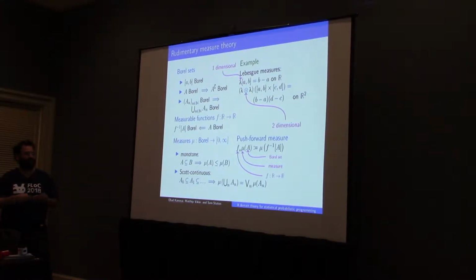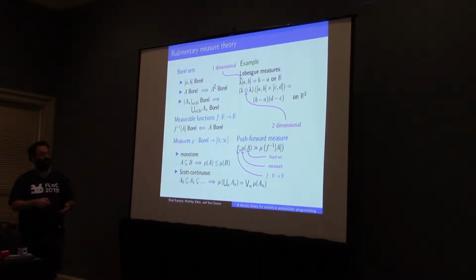Now, what's the point of this? The point of this is to define measures. So what is a measure? A measure is a function that assigns to every Borel set a non-negative extended real number that is monotone and Scott continuous. So it's a Scott continuous function.